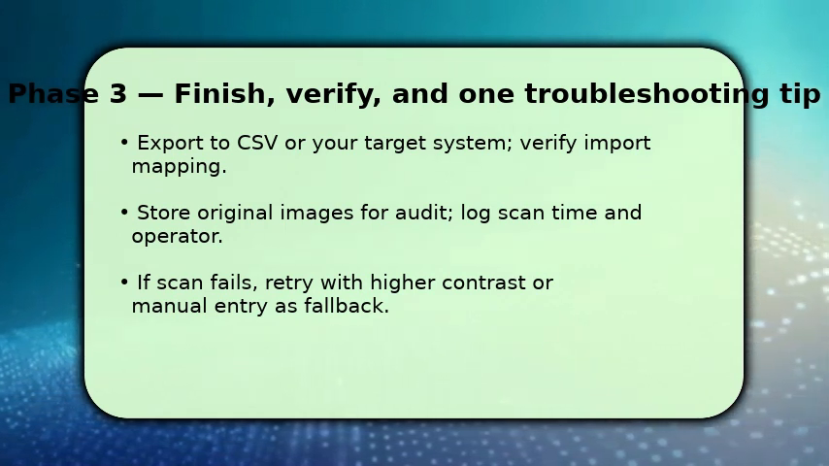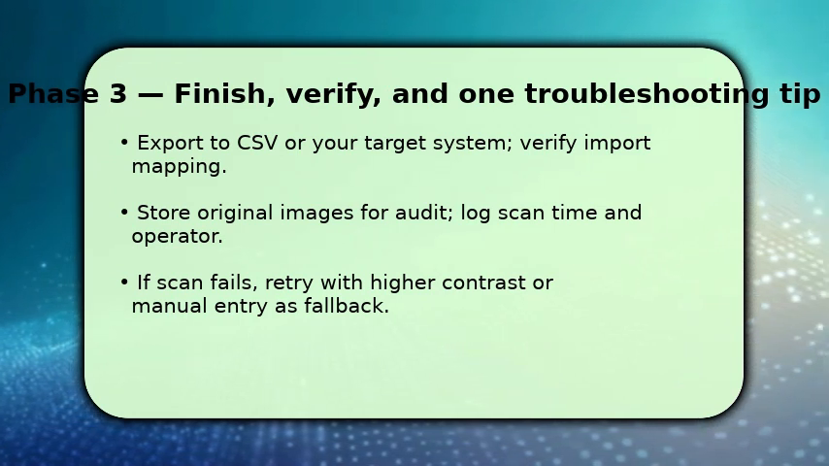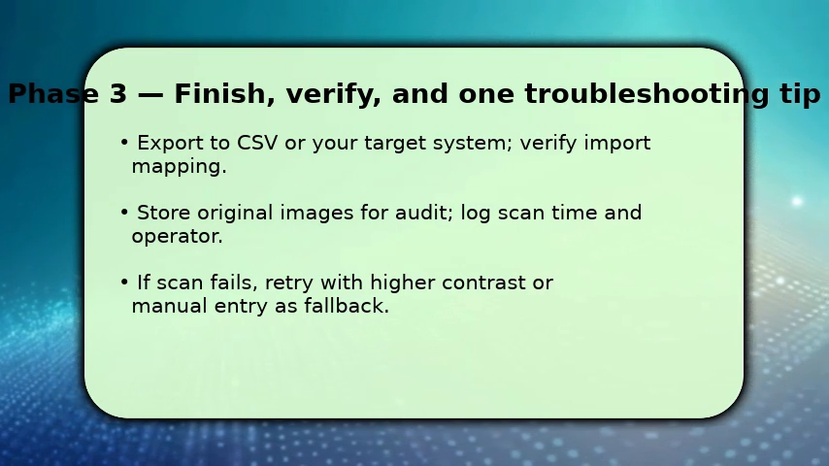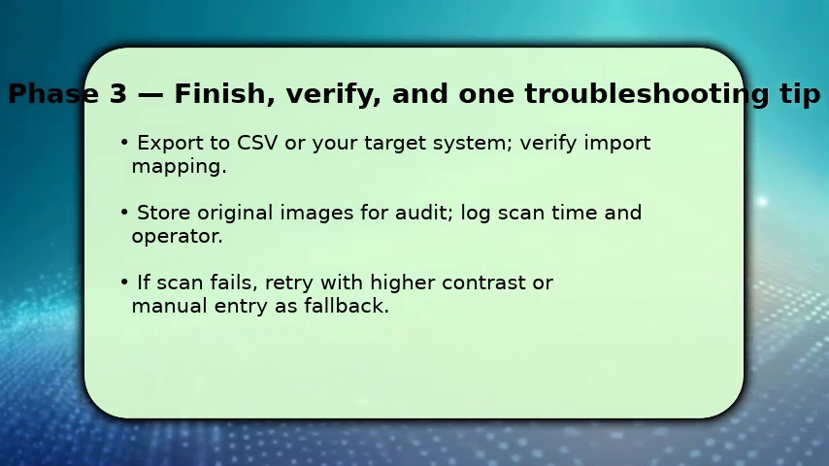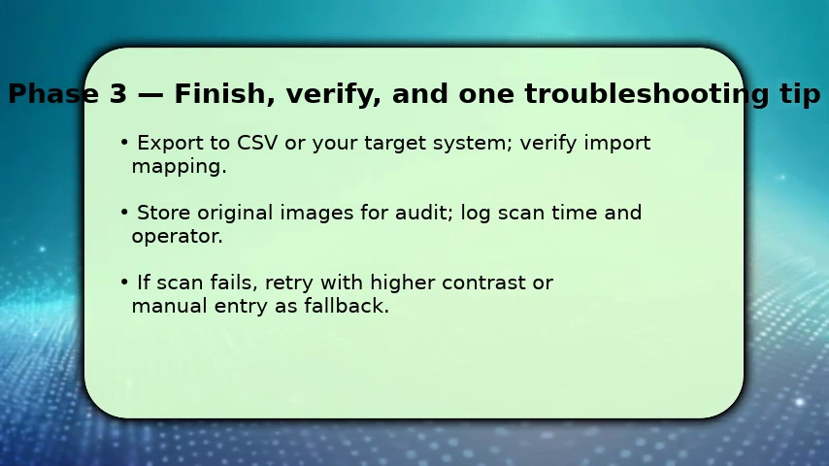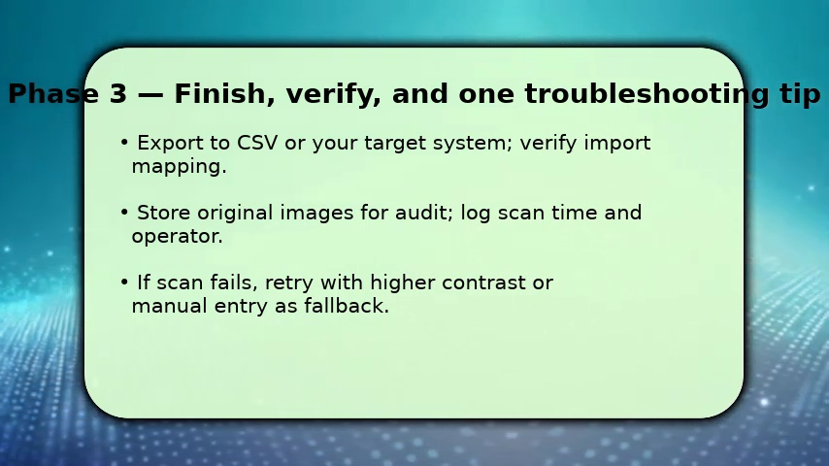If a scan repeatedly fails, increase contrast, tilt the device slightly, or move closer. Sometimes switching to a different angle eliminates glare. As a last resort, enter the HEC code manually. This ensures continuity while you troubleshoot the camera, lighting.